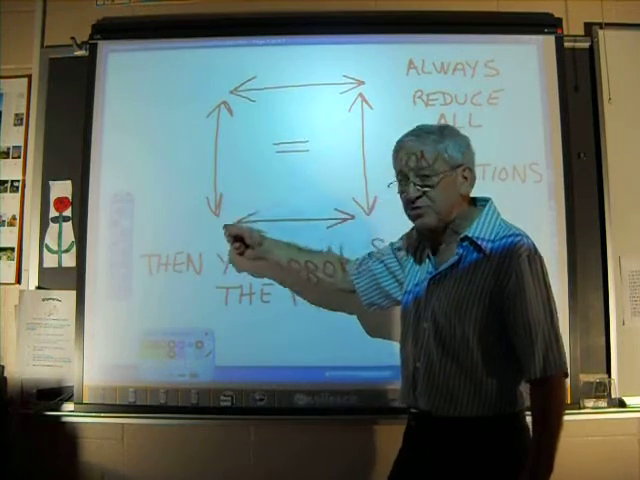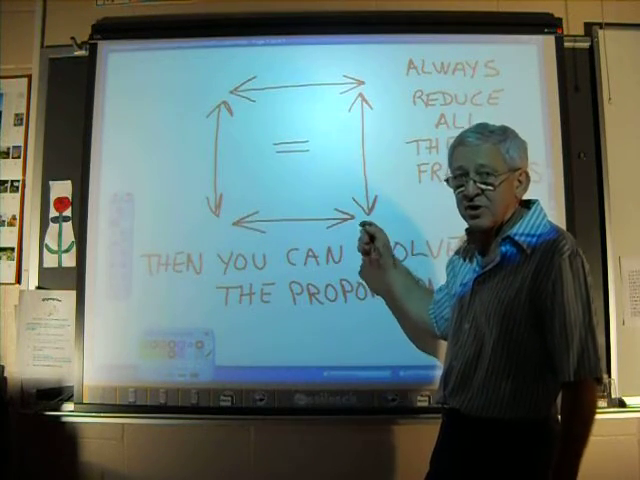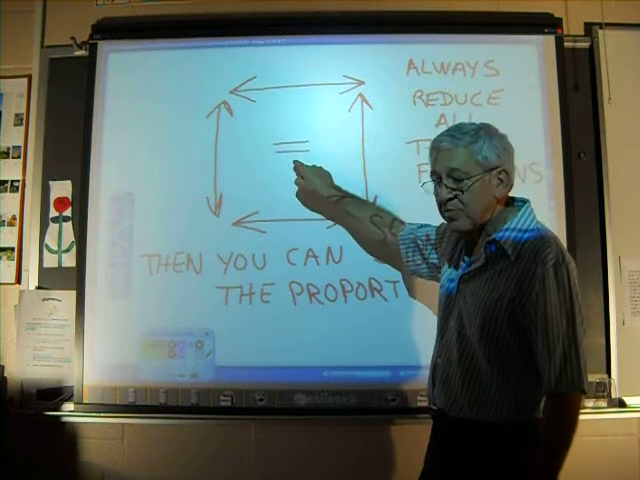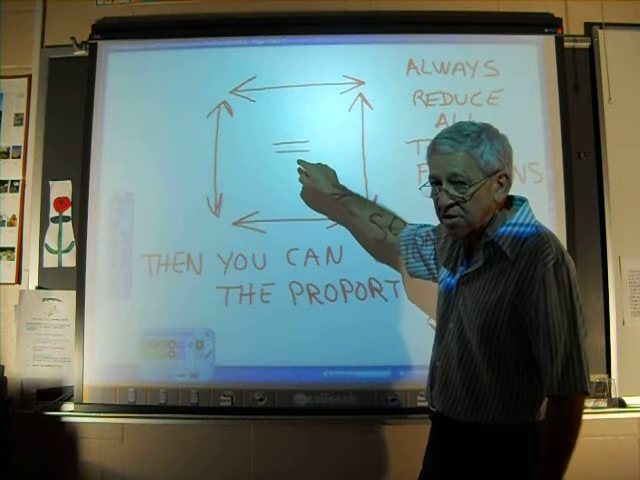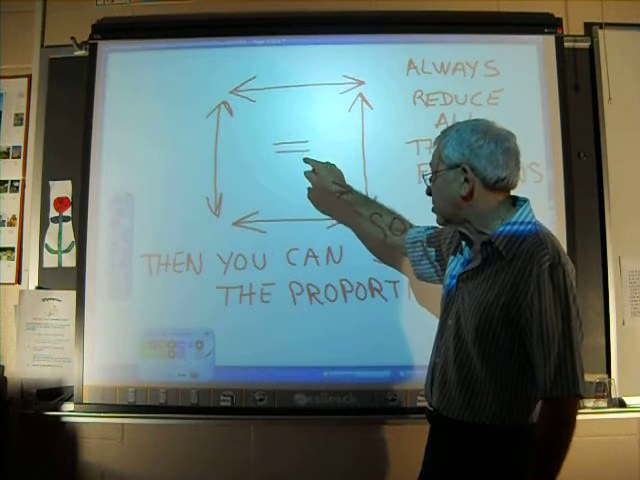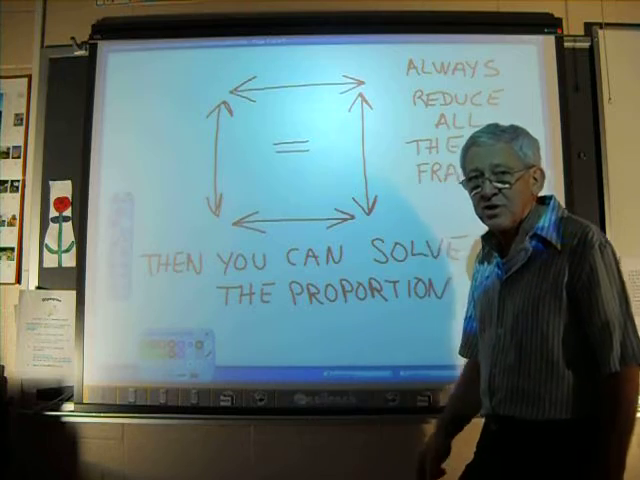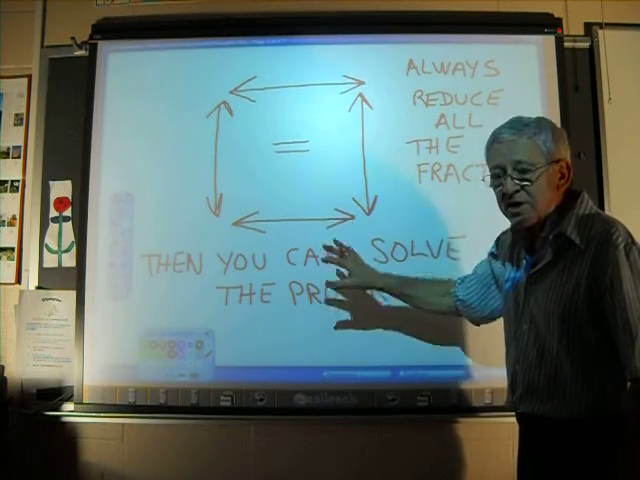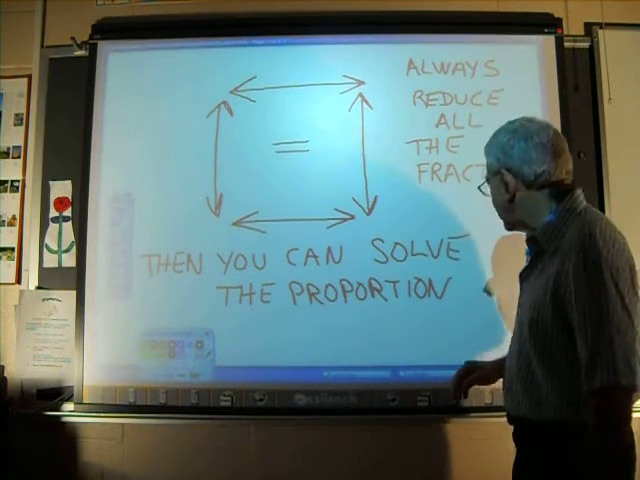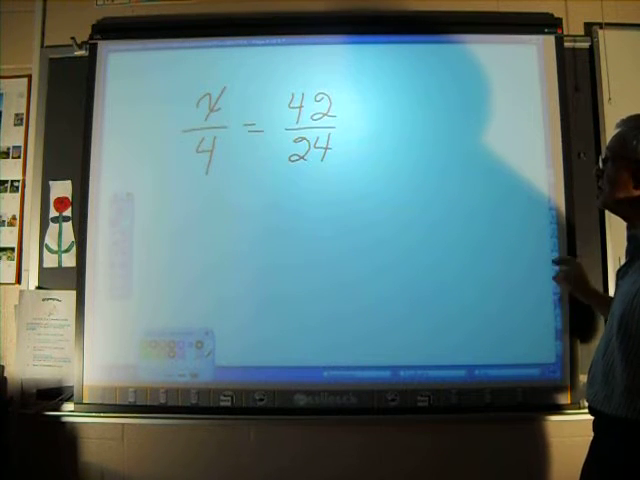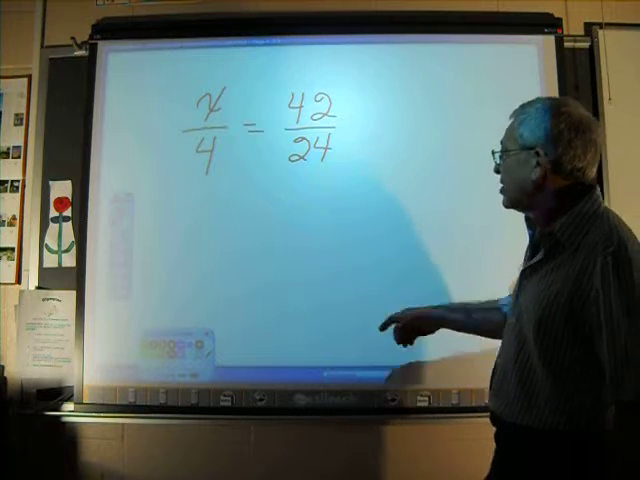So you can always reduce vertically. We've known that since 5th grade, 4th grade. But with a proportion, with a big equal sign sitting in the middle, I can reduce across the top and across the bottom. So that's really a little graphic organizer to help you remember what you're doing there and how you can reduce the fractions. Now, let's take another example here.